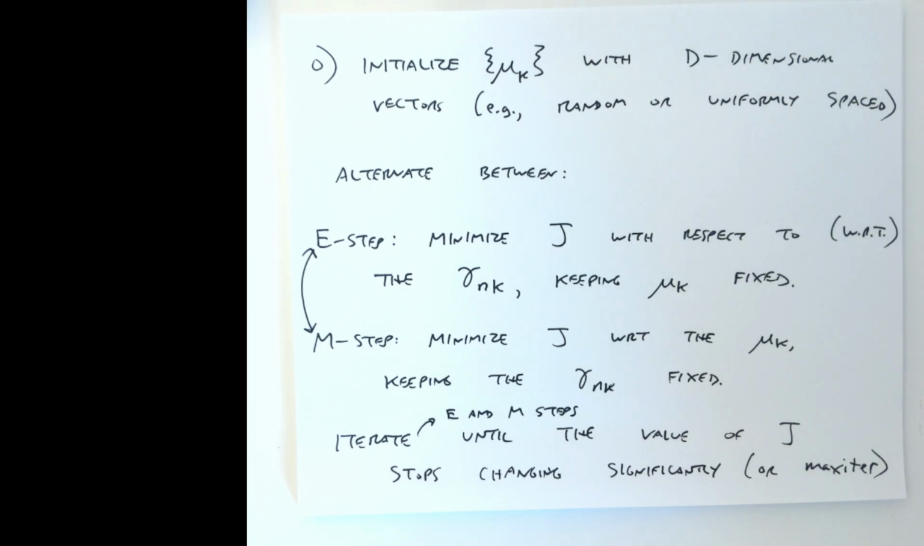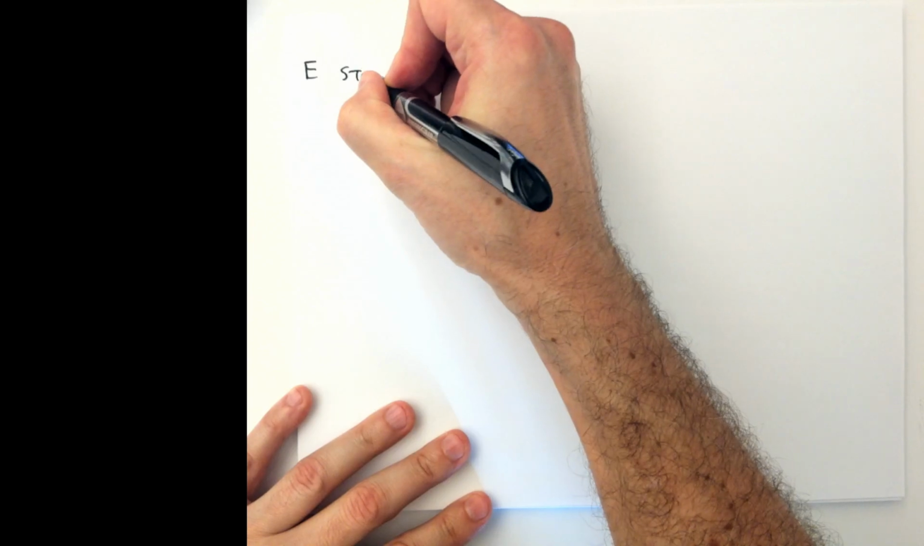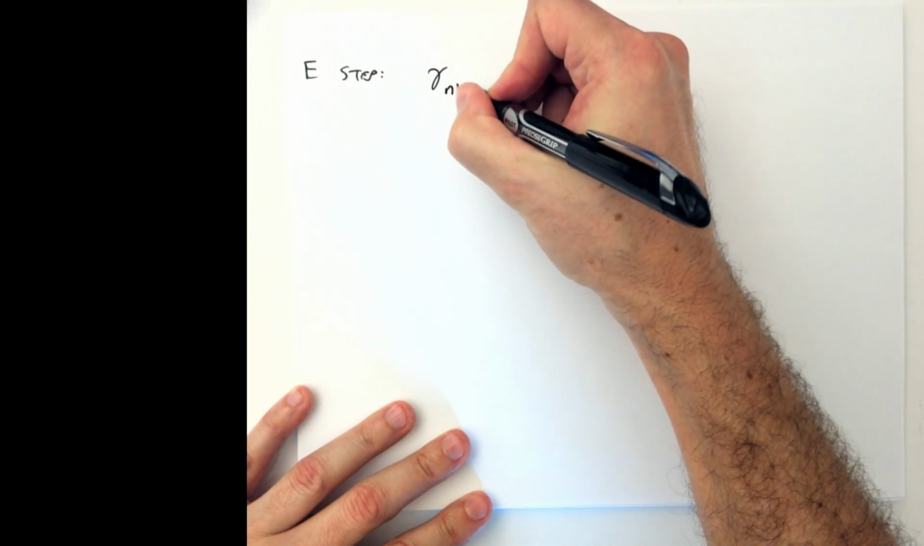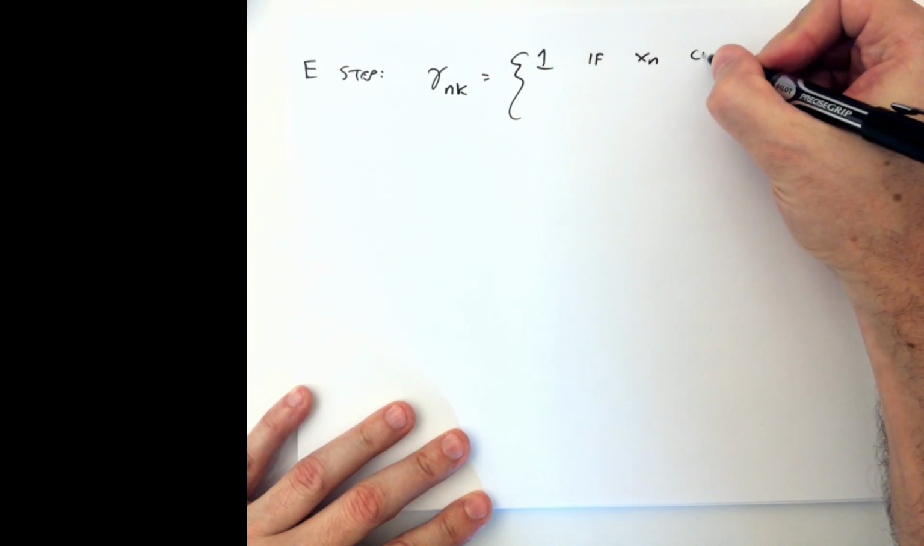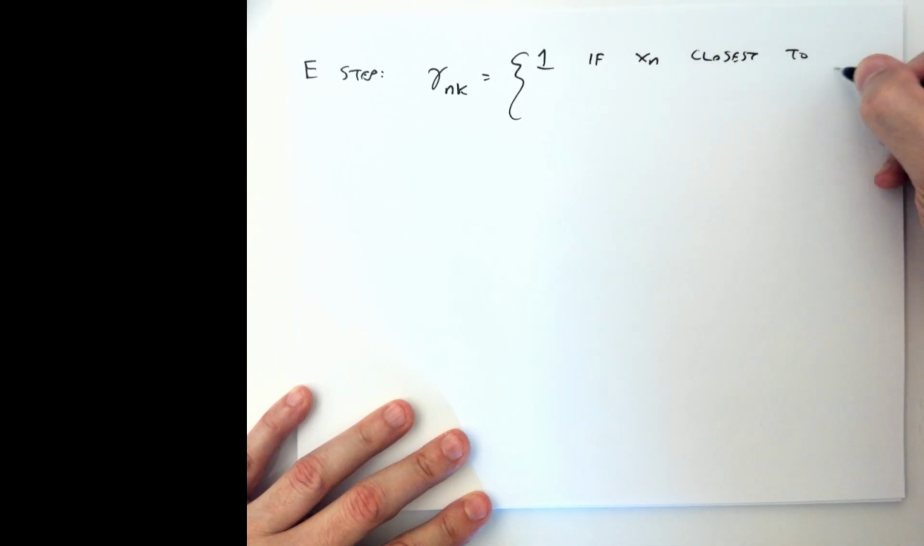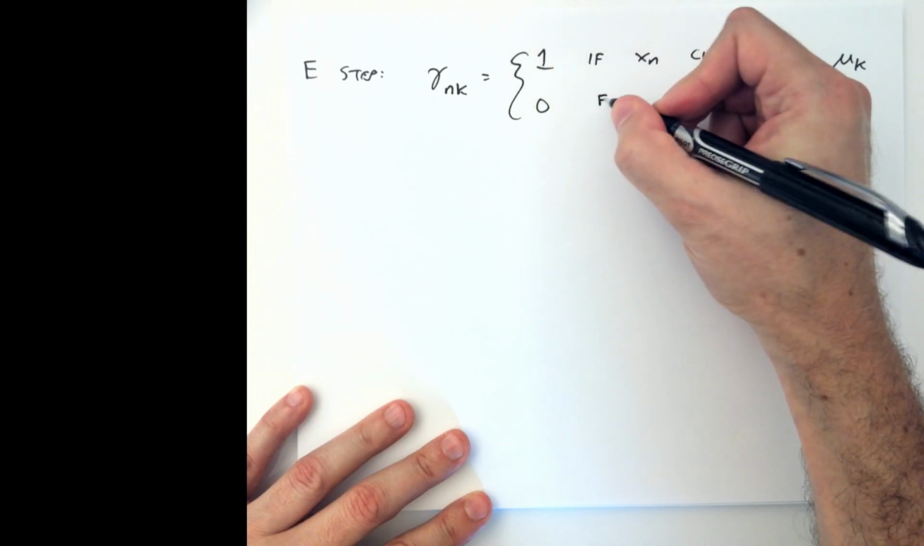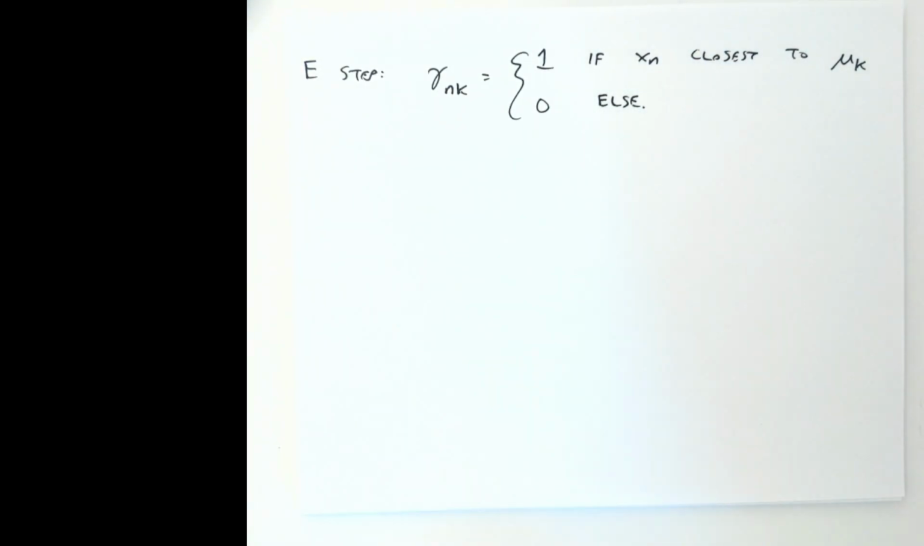So let's think about what the solutions to these problems are. The E step is basically saying, I want to find the best memberships given some fixed cluster centers. So the natural thing to do is to assign you to whatever cluster center you're closest to. That's going to minimize this thing. So the E step, if I write this out in some detail, says I should assign this to 1 if xn is closest to mu k and 0 otherwise. That's just like updating the memberships.